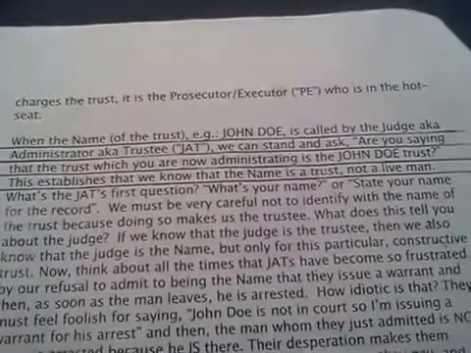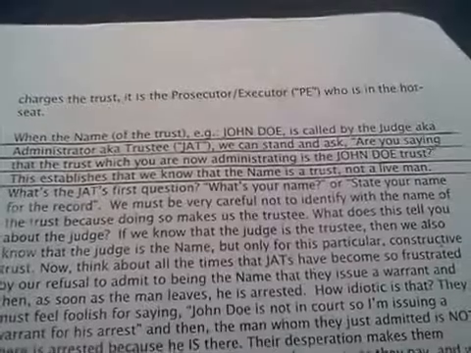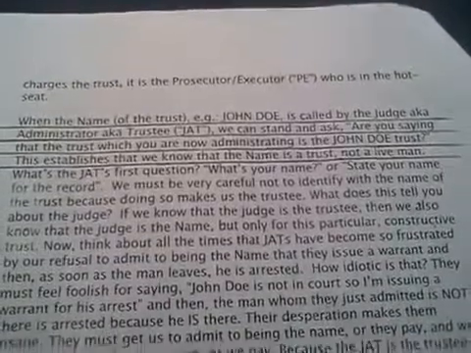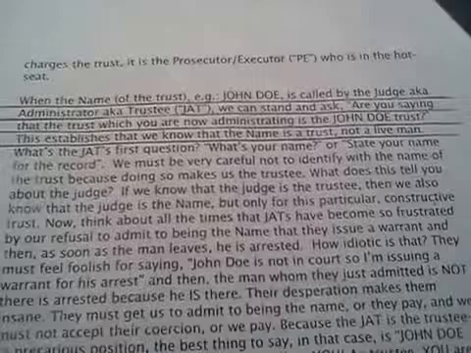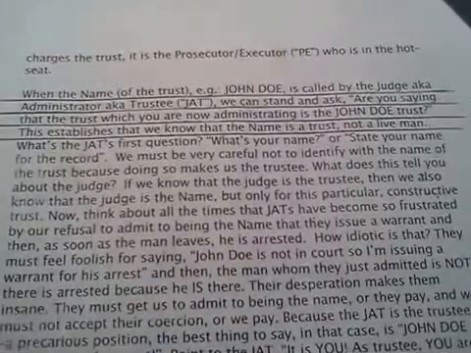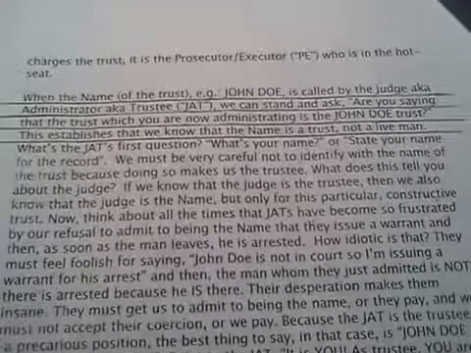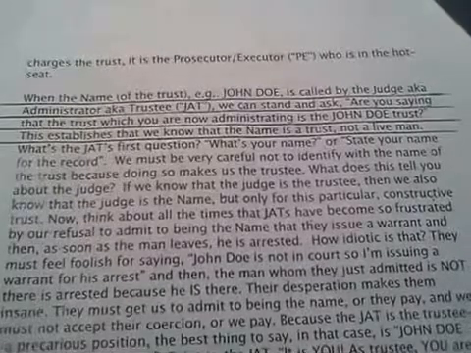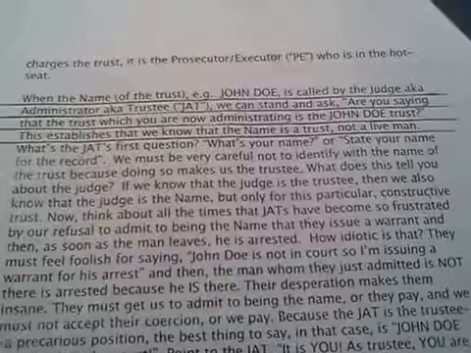What's the JAT's first question, with JAT meaning Judge, Administrator, Trustee? What's your name? State your name for the record. We must be very careful not to identify with the name of the trust, because doing so makes us the trustee. What does this tell you about the judge? If we know that the judge is the trustee, then we also know that the judge is the name, but only for that particular constructed trust.